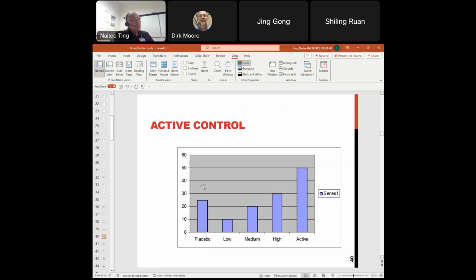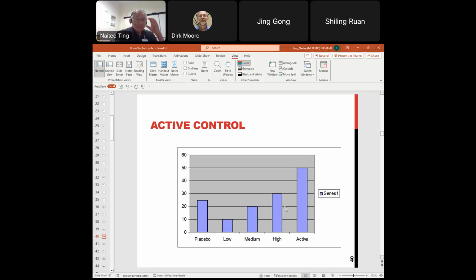Now, what about this drug? Now I have placebo, low, medium, high, and there's an active control. The active control is a different drug. It's already worked. It's already marketed. So we take that drug as active control. And clearly, the test drug doesn't work.